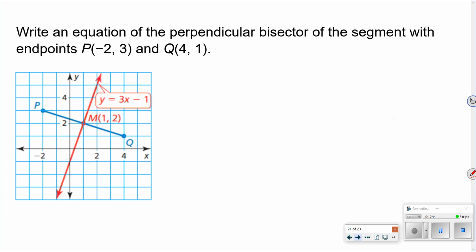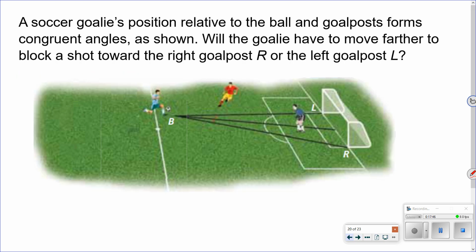Oops. Sorry about that. It says a soccer goalie's position relative to the ball and the goalpost forms congruent angles. So congruent angles, that means we're saying those two are congruent right there.